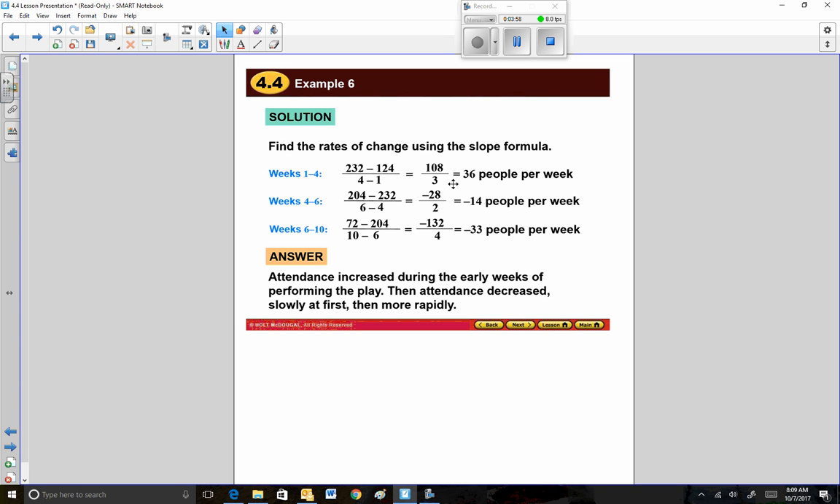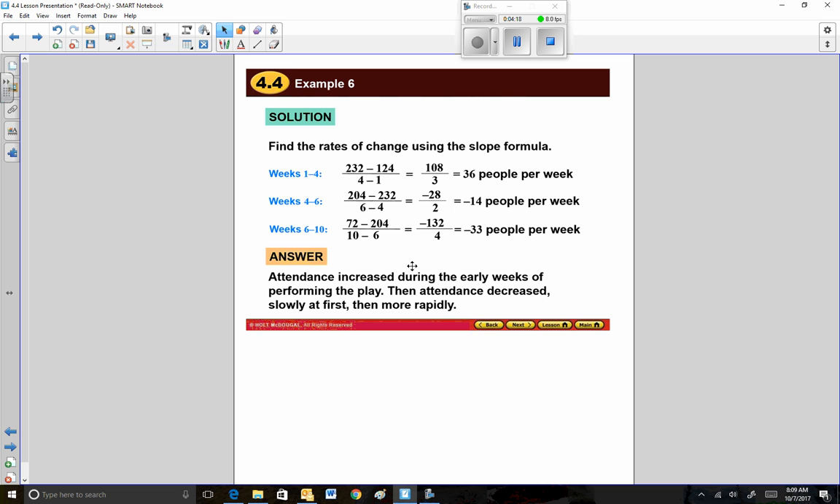So in the first 4 weeks, 36 people per week attended. That was your rate of change. In weeks 4 through 6, it went down by 14 people per week. Just using your x's and y's, that's all you're doing here. Your y's are on top, x's in the bottom. In weeks 6 through 10, you got a decrease of 33 people per week.